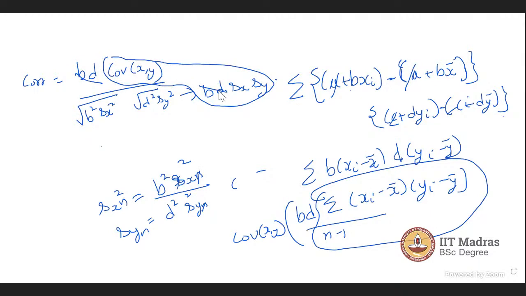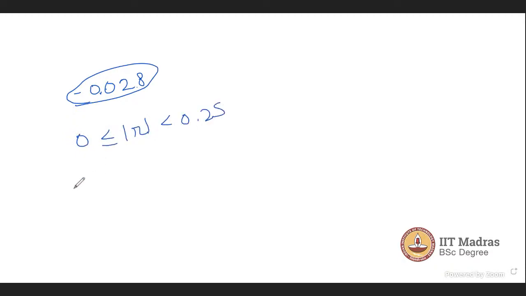Sir, I have a small conceptual doubt regarding the correlation coefficient. Yeah, please ask. Sir, if the correlation coefficient is a number like minus 0.001 or minus 0.028, something like that, what can we say about the linear relationship? It's absent. That means there is no linear relationship between them.